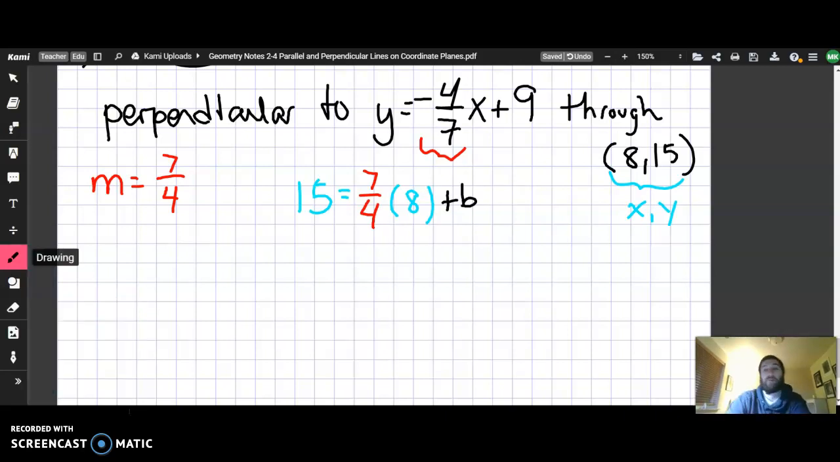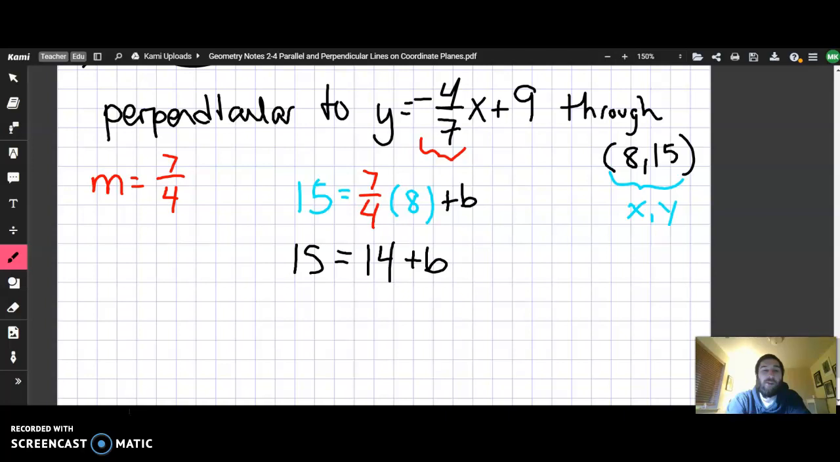And let's solve. First things first, 7/4 times 8. Well, we're taking 7, multiplying by 8, and dividing by 4. That's the same thing as 7 divided by 4 times 8. Multiplication and division can happen in any order, so I'm going to choose to do some mental math. 8 divided by 4 is 2. 2 times 7 is 14. So I have 14 plus b equal to 15.